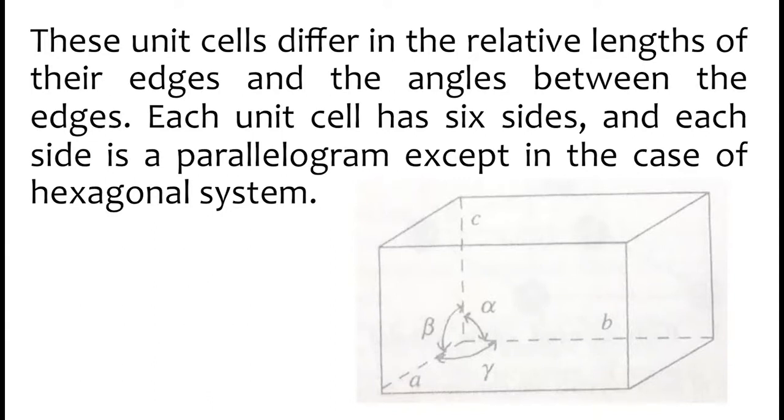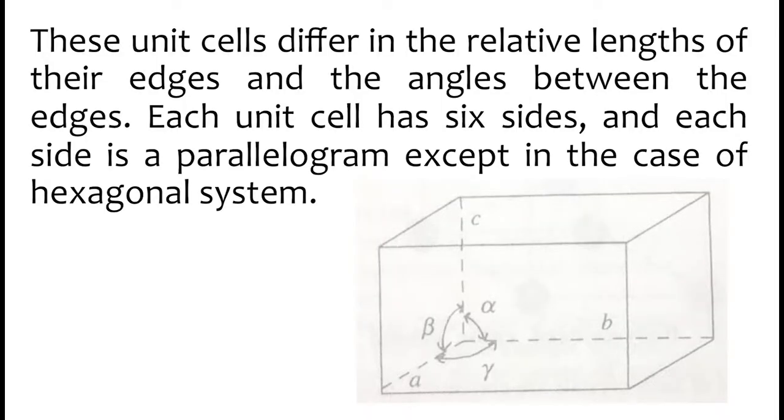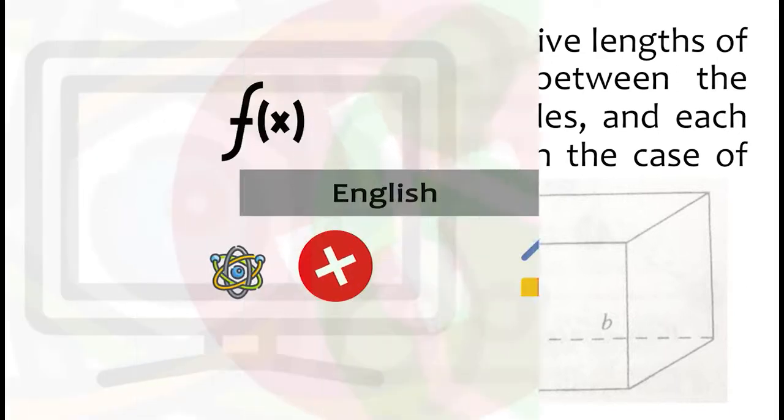We have their edges, that's the length of their edges. We have A, B, and C. Then we have their angles. We have alpha, beta, and gamma. These are the angles between the edges.